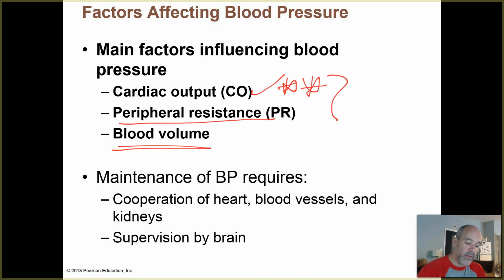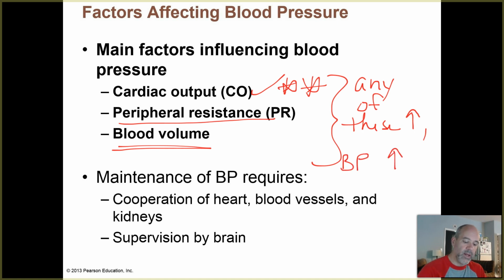So just start thinking about it. If any of these three things increase, your blood pressure increases. If any of them decrease, your blood pressure will go down. Then we're going to be talking about the various things that control these. Now, cardiac output, you've already learned. I'm not going to go back through what increases and decreases your cardiac output. We covered that back in chapter 18, but that information is relevant here again as well.